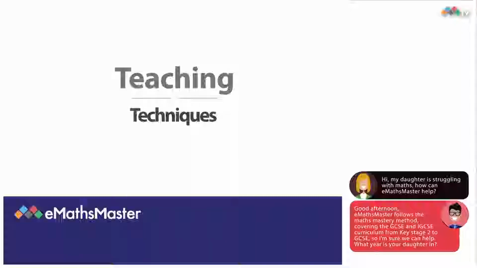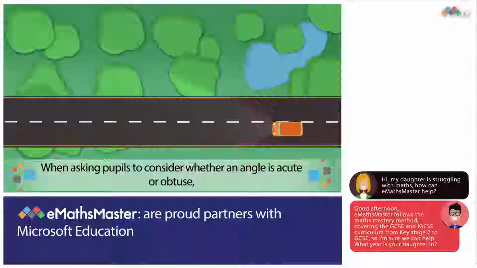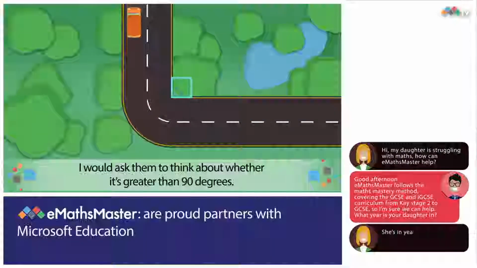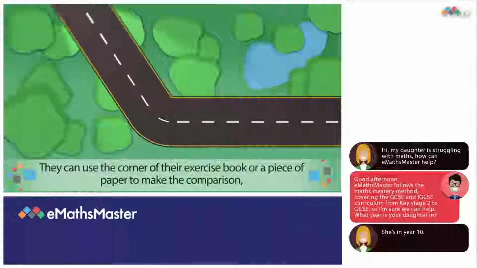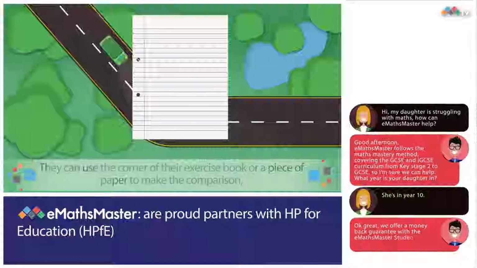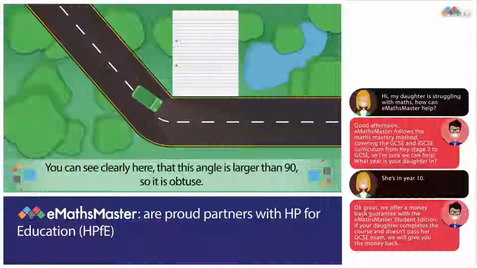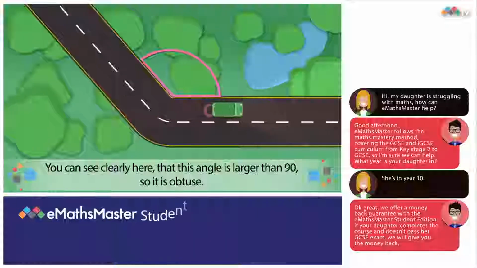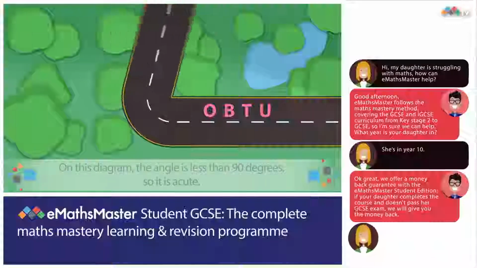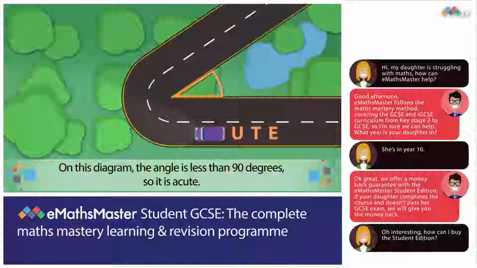Teaching techniques. When asking pupils to consider whether an angle is acute or obtuse, I would ask them to think about whether it's greater than 90 degrees. They can use the corner of their exercise book or a piece of paper to make the comparison, so the corner of the paper is put into the apex of the angle. You can see clearly here that this angle is larger than 90, so it is obtuse. On this diagram, the angle is less than 90 degrees, so it is acute.